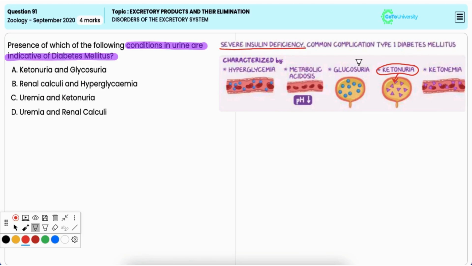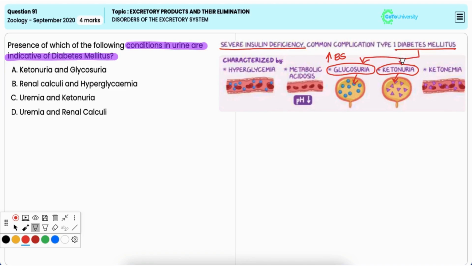And glucosuria, that is glycosuria, refers to the presence of glucose in urine, which happens when blood sugar levels are high and exceed the kidney's ability to reabsorb glucose. So, both conditions are characteristic of diabetes mellitus. Hence, this is the correct option.